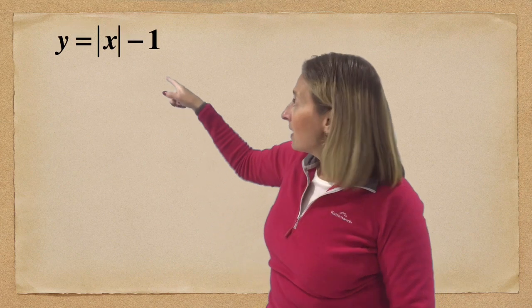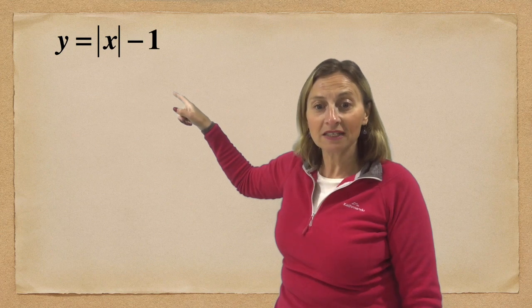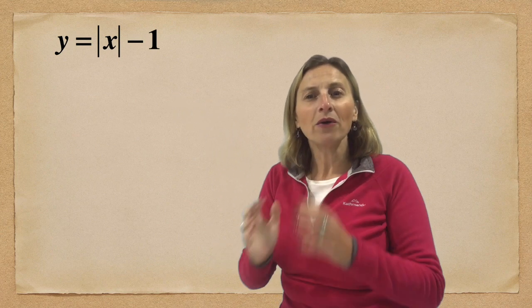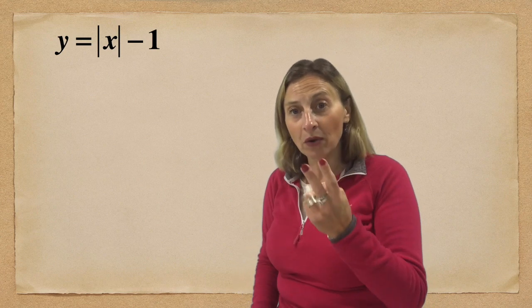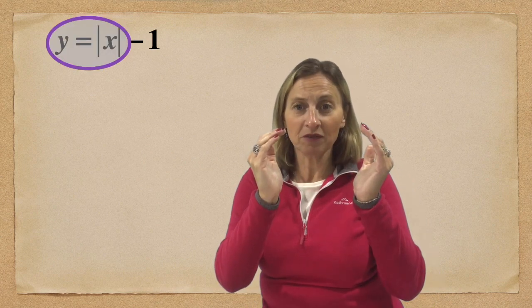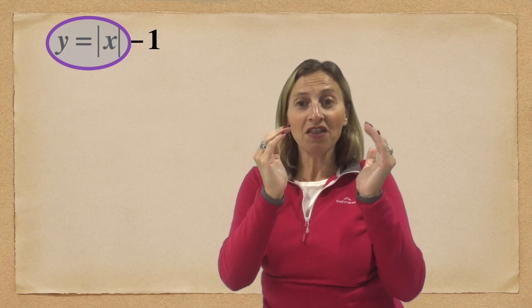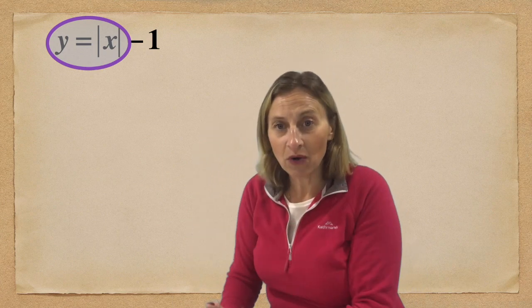What if we have a graph where some of the graph is not inside the absolute value? So here we have y equals the absolute value of x minus 1. Now we're going to do the same way that we've done all our graphs. So here we have two things going on. We've got y equals the absolute value of x, which is that graph. And then that graph goes down 1.